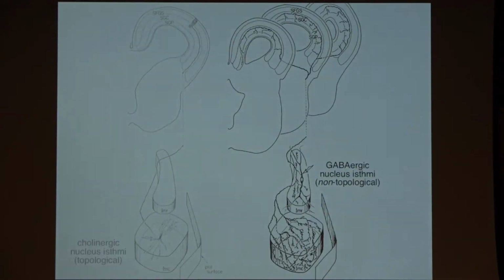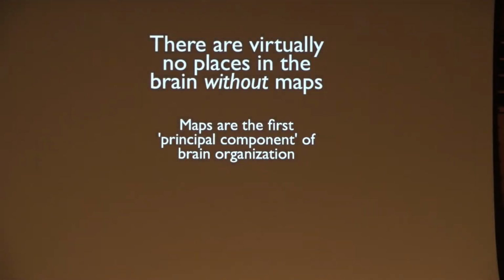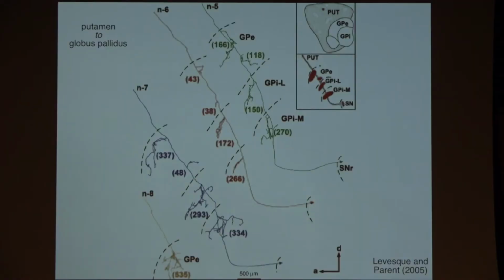There were non-topographic, non-topological maps, like one in a nearby nucleus. So I'm not saying that there aren't any, but topological maps are the first principal component of organization of the brain. There's really no place in the brain without maps. Let's look at a couple places you might have forgotten there are maps. Here's a projection from a caudate or putamen neuron going to the globus pallidus. It makes 4 maps inside the 2 segments of the globus pallidus.